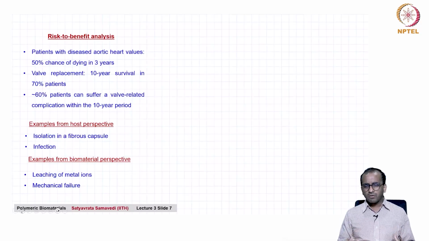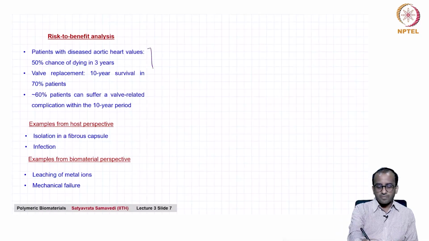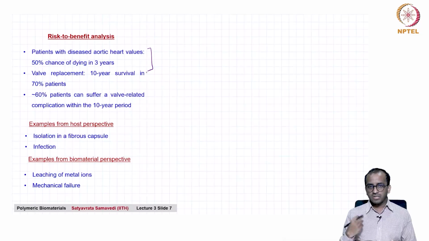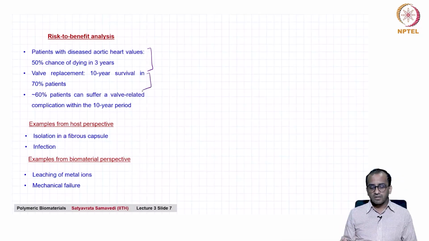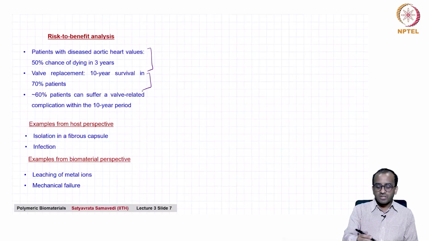And that can depend on a wide variety of factors, including age, their general health condition, presence of comorbidities. All of these factors go into determining that. So, for example, patients with diseased aortic heart valves have a 50% chance of dying in 3 years, right? And when you replace the valve, any valve replacement, you are looking at a 10-year survival in 70% of the patients. And there can always be a valve related complication in 60% of the patients within the 10-year period, right?